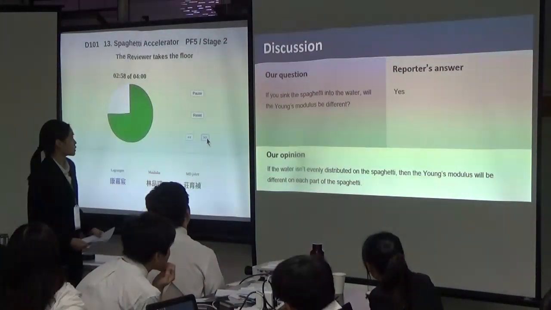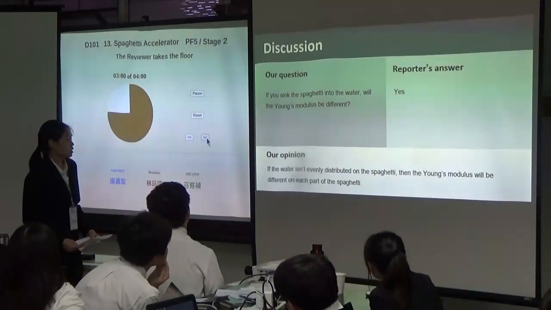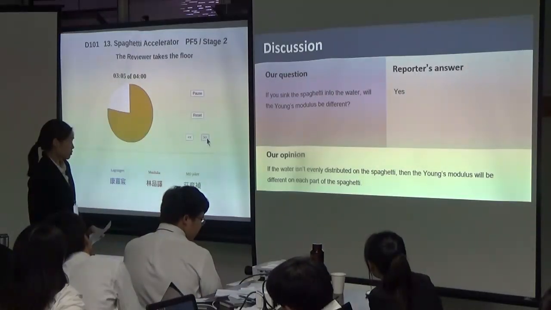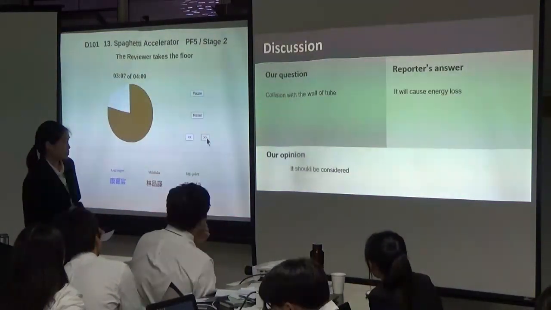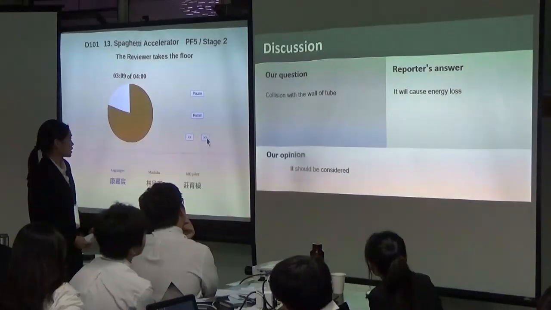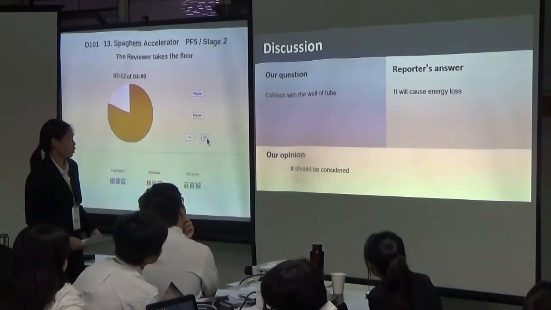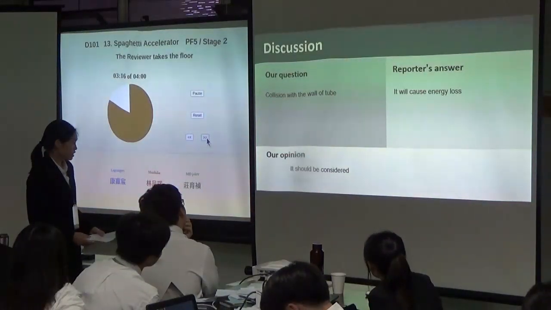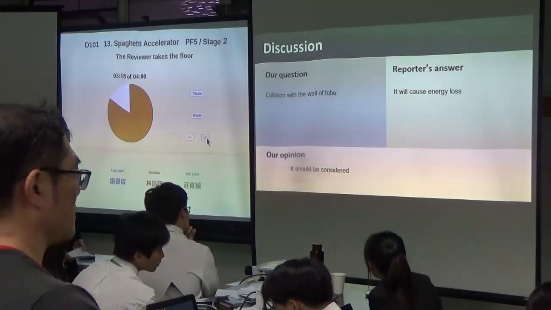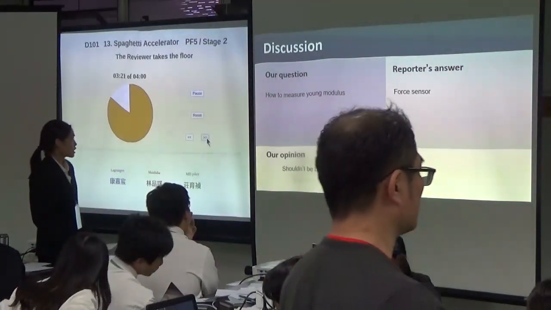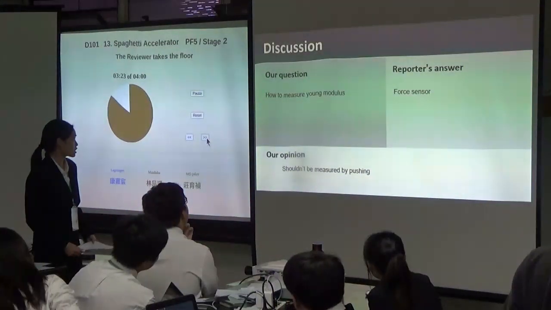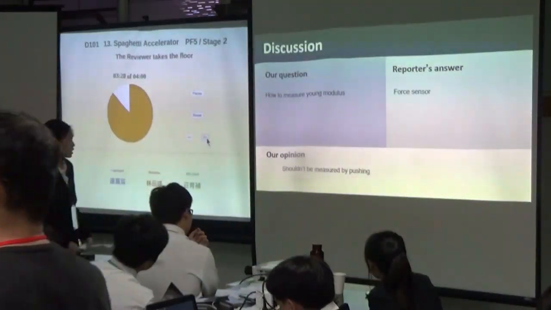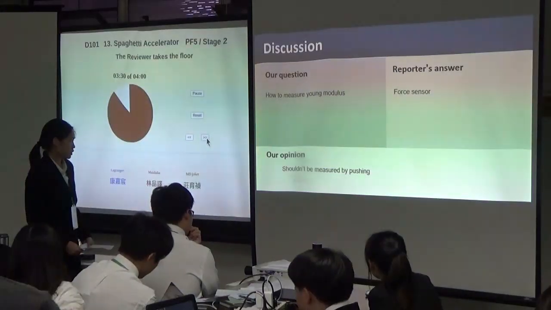Here is our discussion between the reporter and the opponent. I asked whether there is collision with the wall of the tube. The reporter answered that it will cause energy loss. Our opinion is that it should be considered in their experiment data. And how to measure the Young's modulus? The reporter answered that they use the force sensor to measure it. Our opinion is it shouldn't be measured by pushing.